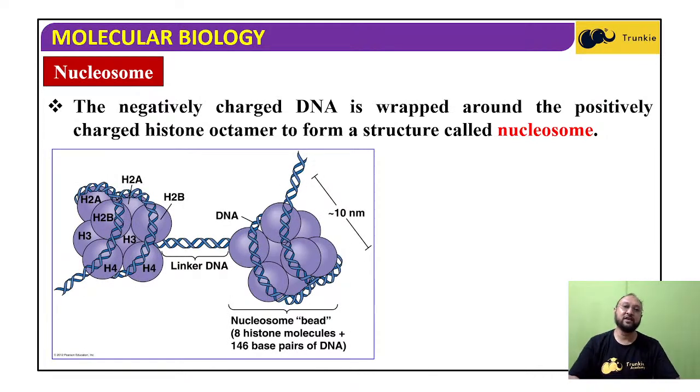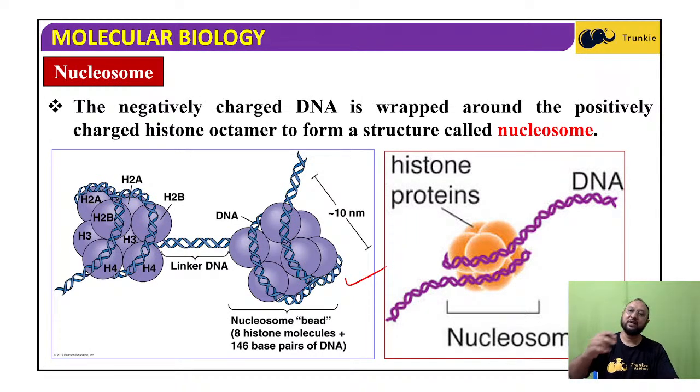Here you can see H2A, H2B, H3, H4. So eight histones, and the DNA is wound around them. The negatively charged DNA is wrapped over the positively charged histone protein to form a nucleosome. This is how the nucleosome is formed. This nucleosome structure is not found in prokaryotic cells. It is found in the eukaryotic cell. Histone protein and the wrapping of the DNA make one nucleosome unit.